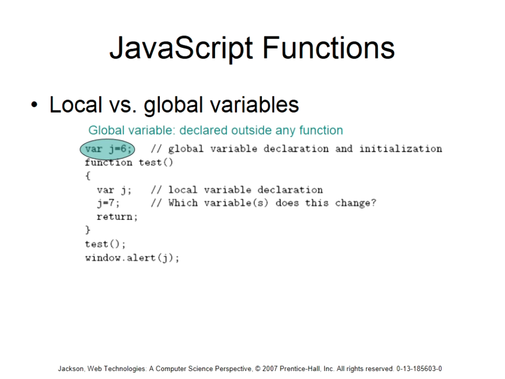Let's move now to the difference between local and global variables. In this example, we have one variable. What is the name of this variable?